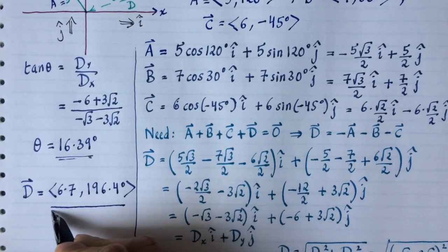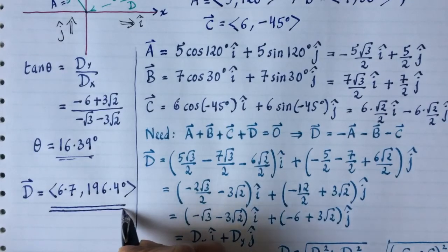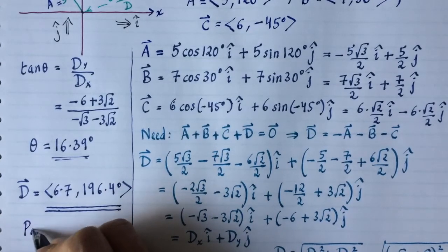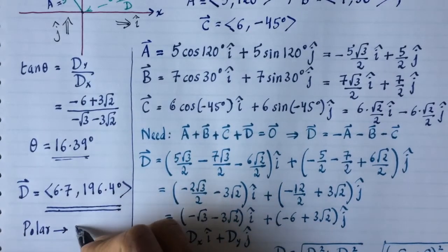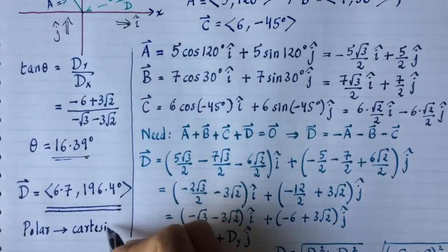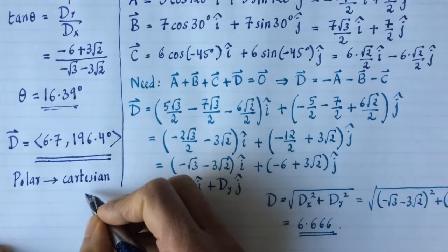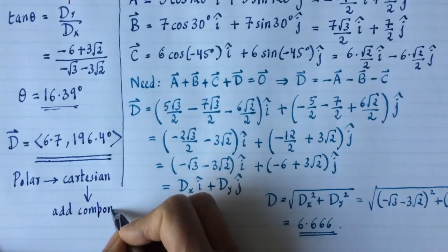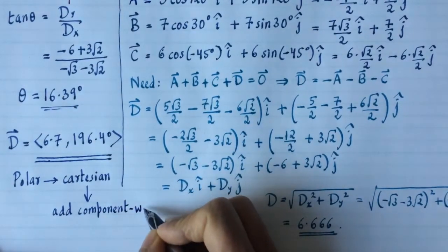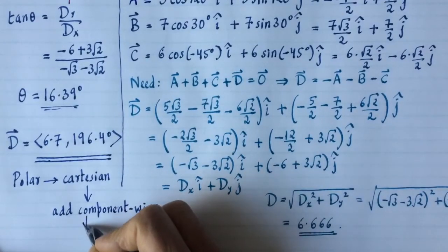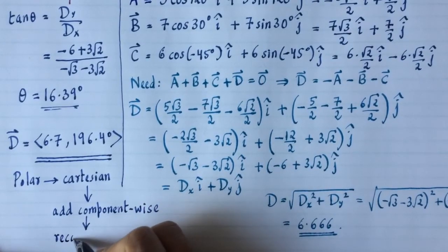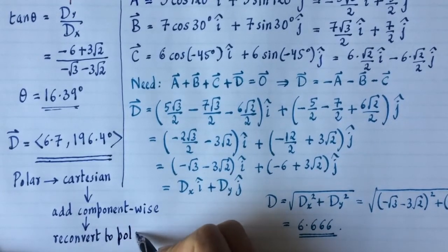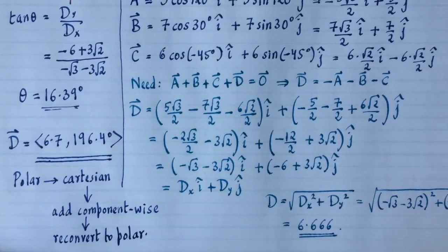So basically, to summarize, all problems in vector addition have to be stated in Cartesian form. So if the question is posed in polar coordinates, you have to first convert all the vectors to Cartesian, and then you add component wise, meaning you add the x components together and you add the y components together, and then you get the final result, and then you reconvert to polar coordinates. There is no known way of adding vectors in polar directly.